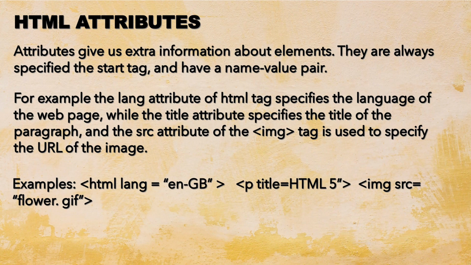HTML attributes. Attributes give us extra information about the elements. They are always specified inside the start tag and have a name-value pair. For example, the lang attribute of the HTML tag specifies the language of the web page, while the title attribute specifies the title of the paragraph, and the src attribute of the image tag is used to specify the URL of the image.